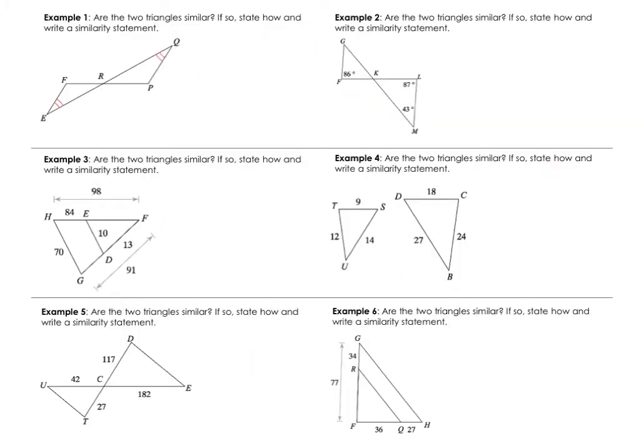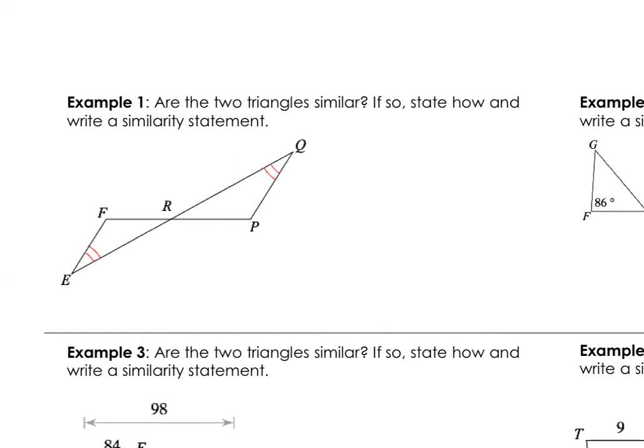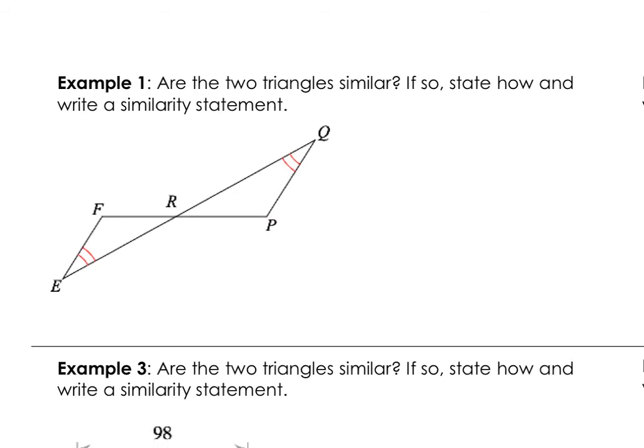So now we're going to look at a couple more examples using angle similarity. Looking at example 1, it states, are the two triangles similar? If so, state how and write a similarity statement. The first thing you should do is just look and see what information you are given. Well, we're given that angle E is congruent to angle Q. The reason I know that is because they have the markings on them. So the reason that we would write is just given.